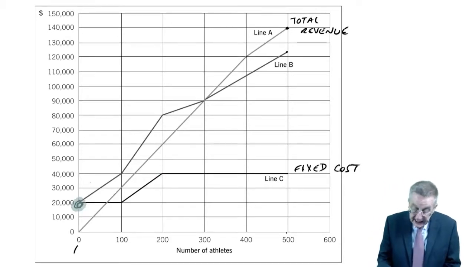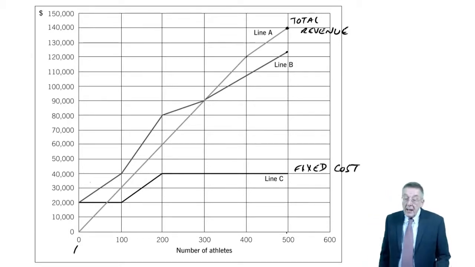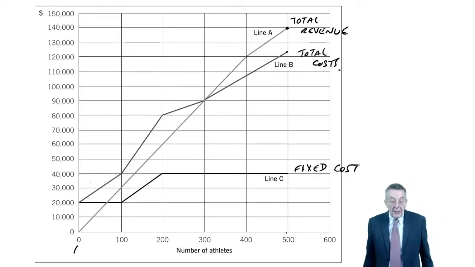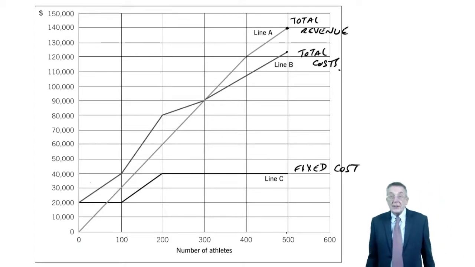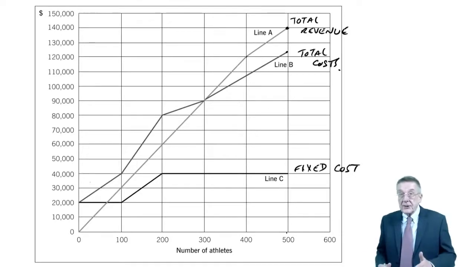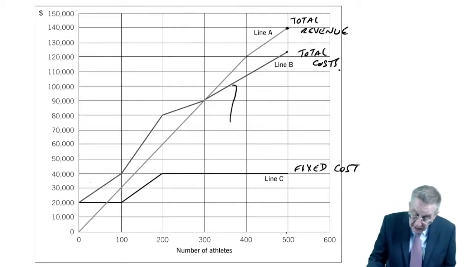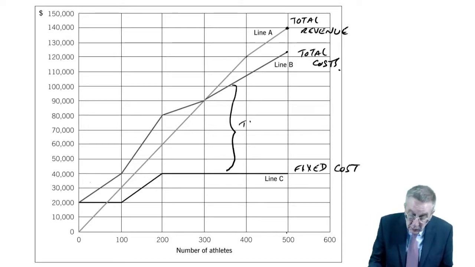And finally, line B. Again, forget the precise shape. But that must be the total costs, the fixed plus the variable, because again, if there are no athletes, the total cost is the fixed cost of 20,000. As we've got more athletes, the total cost, the fixed plus the variable, is going up. And of course, not relevant really to part B, but the difference, the excess of total cost over fixed cost, this must be the total variable.